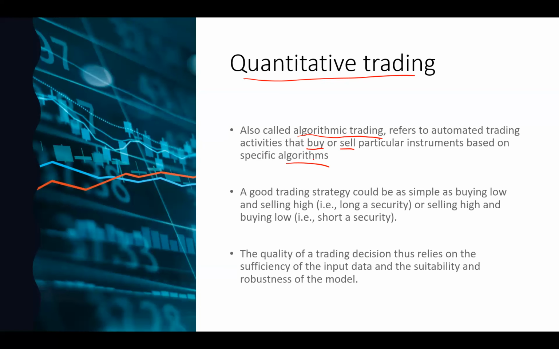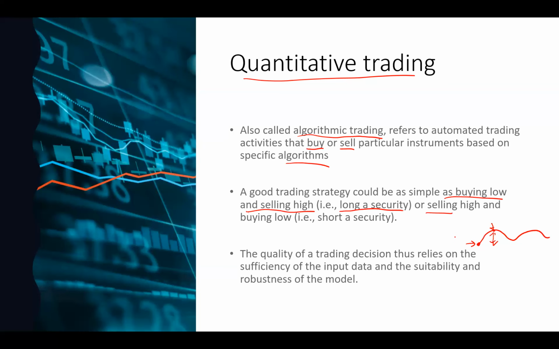So now, what is a good strategy? A good trading strategy, which can be simple or complex, involves buying low and selling high. Imagine this is the stock price. If I purchase the stock at this point and then sell it at this point, this is the margin, the difference. I make money by buying at a low point and selling at a high point. This is called a buy, which means I long a security. So buy means long, and sell means short.